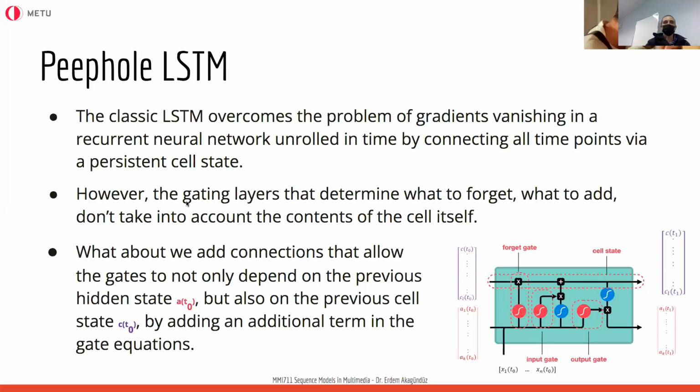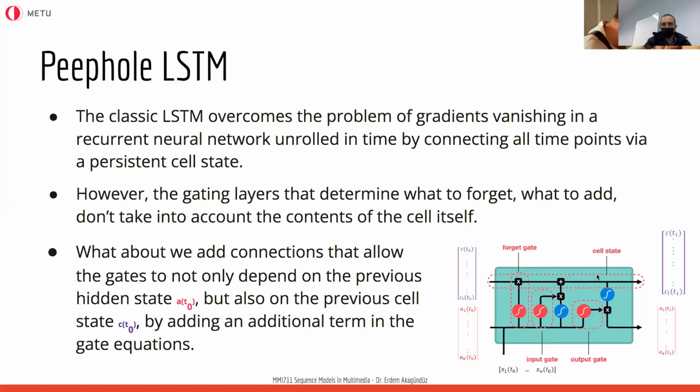The classical LSTM overcomes the problem of vanishing gradients in an RNN architecture by connecting some points via a persistent cell state, where the cell state can flow back uninterrupted by anything, if that's what the gates decide. However, the gating layers that determine what to forget or what to add, the fuzzy gates, don't take into account the contents of the cell itself. If the cell is evolving, right?